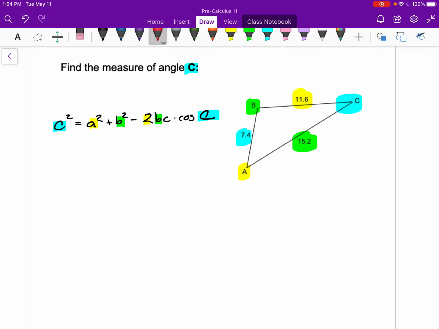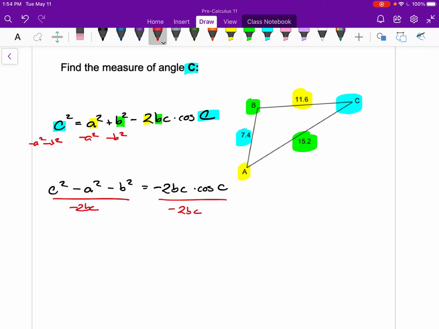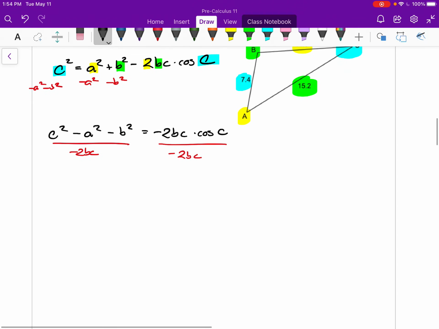And it's quite easy to do. For example, if I just subtract a squared and b squared from both sides, I get c squared minus a squared minus b squared on one side, and minus 2bc cos C on the other. Oh, sorry. It helps if I write that down correctly. And if I now divide both sides by minus 2bc, I've isolated not C, I've isolated the cosine of C. So I get c squared minus a squared minus b squared over minus 2bc, and all that must be the same as the cosine of C. And that's fine.